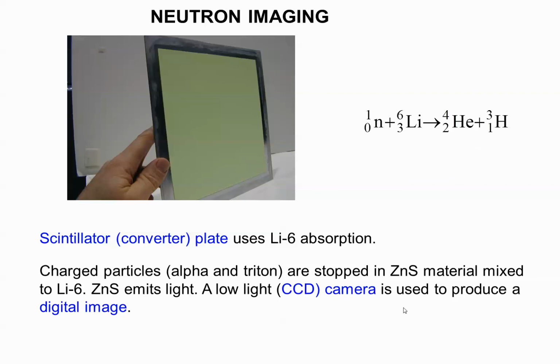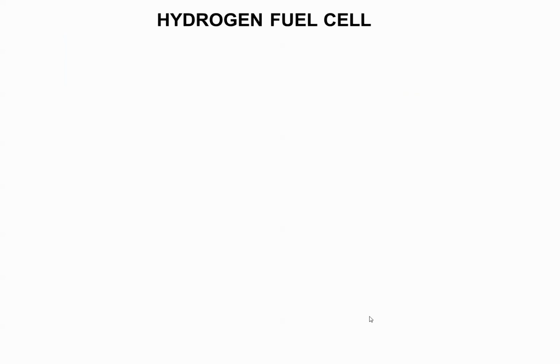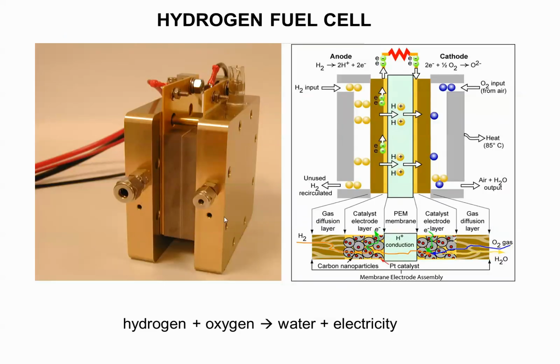CCD camera with a high spatial resolution gives a digital image. Let's look at the neutron radiography of a fuel cell. Hydrogen fuel cell uses hydrogen on one side, which gets ionized and crosses a catalyst, so that the protons make it through a membrane, while electrons flow outside to give an electric current. Then these protons recombine with oxygen from air to give off water.